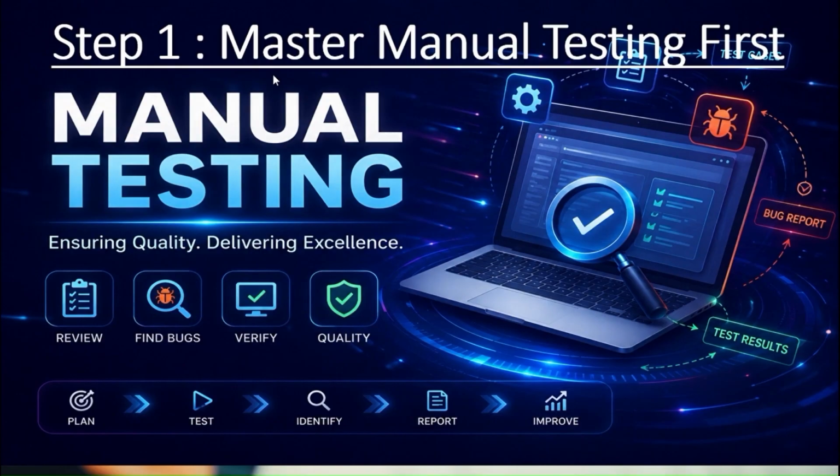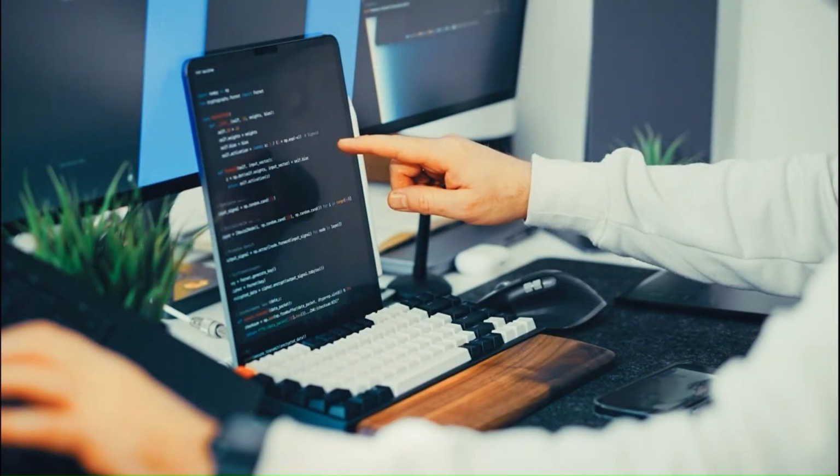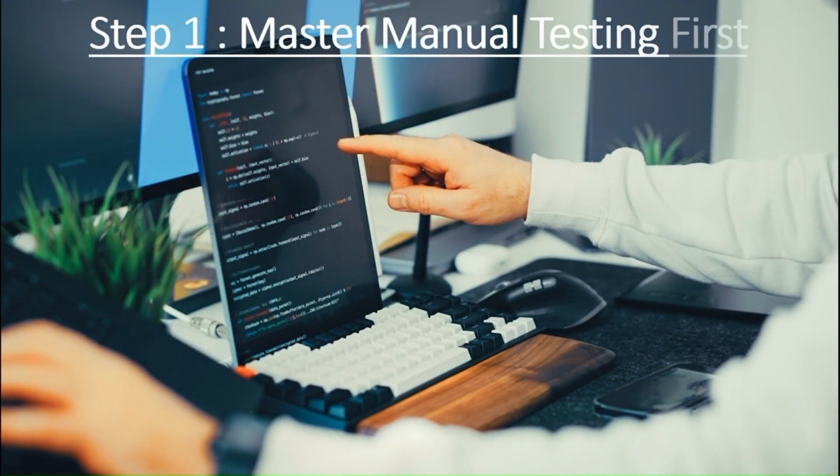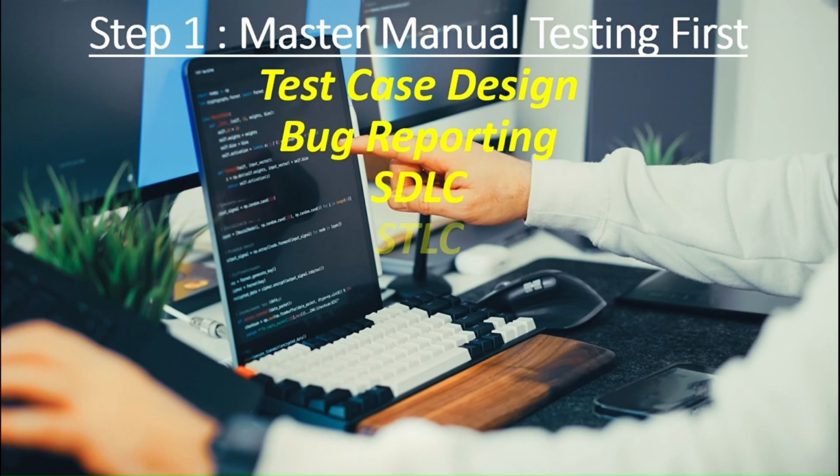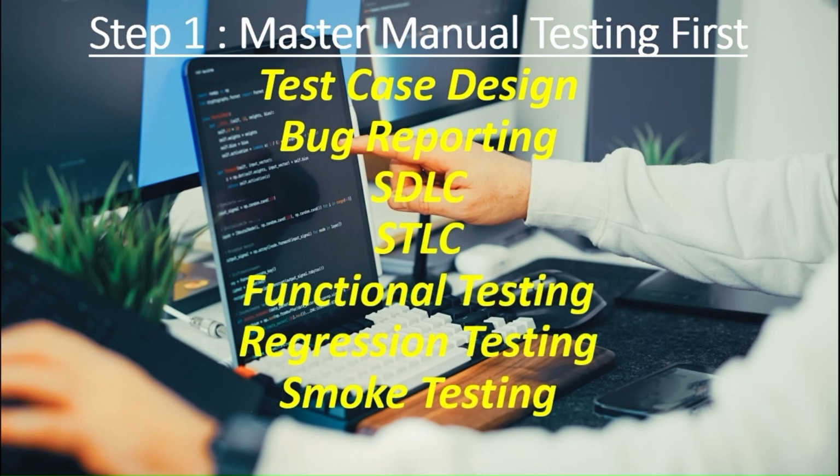Step 1. Master manual testing first. Before touching any automation tool, become strong in manual testing. Why? Because automation doesn't replace testing knowledge. Automation amplifies testing knowledge. You should be comfortable with test case design, bug reporting, SDLC, STLC, functional testing, regression testing, and smoke testing.